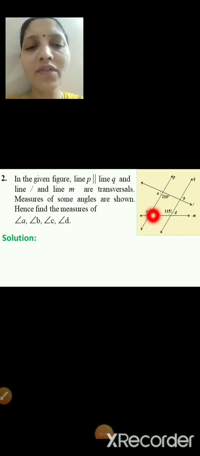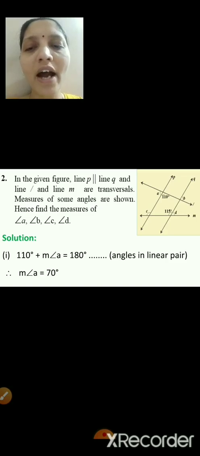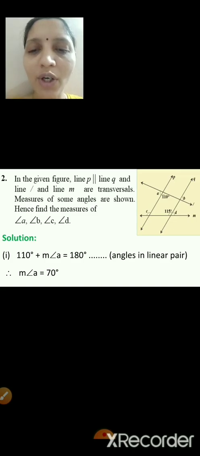If you observe this figure carefully, you will find that this major angle A and this 110 degree angle are in a linear pair. That means their addition must be 180 degrees. So here we can write 110 degrees plus major angle A is equal to 180 degrees. The reason is angles in linear pair. Now if you shift this 110 to the right hand side, we get major angle A is equal to 180 degrees minus 110, that is equal to 70 degrees. So here we got the answer: major angle A is equal to 70 degrees.